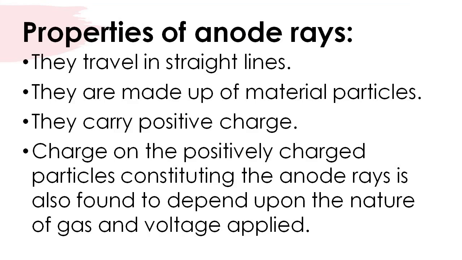Properties of anode rays. They travel in a straight line. They are made up of material particles. They carry positive charge. Charge on the positively charged particle constituting the anode rays is also found to depend upon the nature of gas and voltage applied.